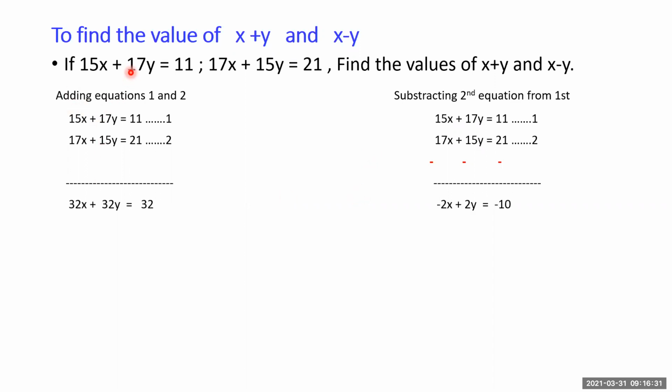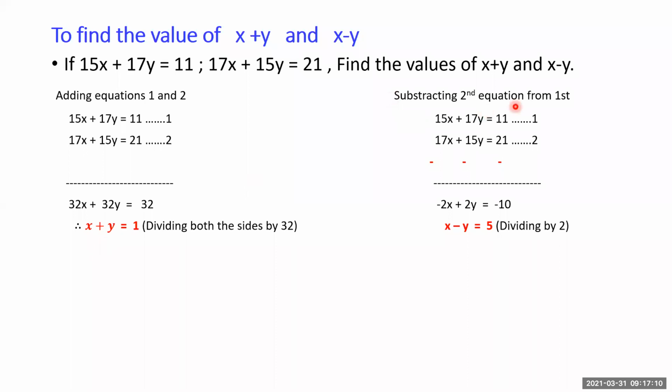Okay, first you see this question. When you observe the diagonal shape, you see the coefficients are the same. Simultaneous equations will be given, and then they will ask you to find x plus y and x minus y. It's all plus signs, no? So first you add equations 1 and 2, you will get 32x plus 32y equal to 32, and then you divide this equation by 32, you will get x plus y equal to 1. So you got the answer for x plus y over here.